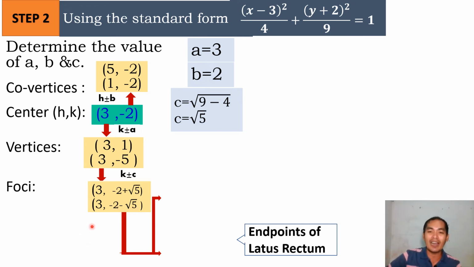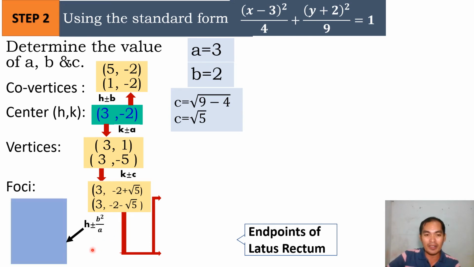How about for the x value? We have here always the formula. So, meron ito laging b squared over a. Since it's in the x value, so we have the center plus or minus b squared over a. Ang center na x value ay 3. So, meaning h value plus or minus b squared over a. We have 3 plus or minus 4 is b squared. A is 3. When we simplify, we have 13 over 3 or 5 over 3.